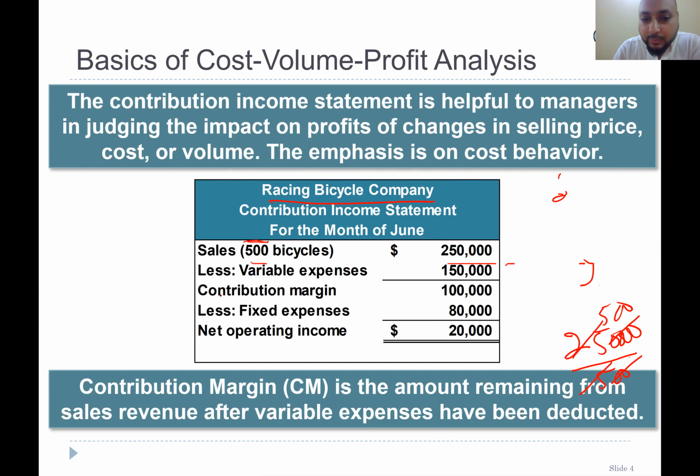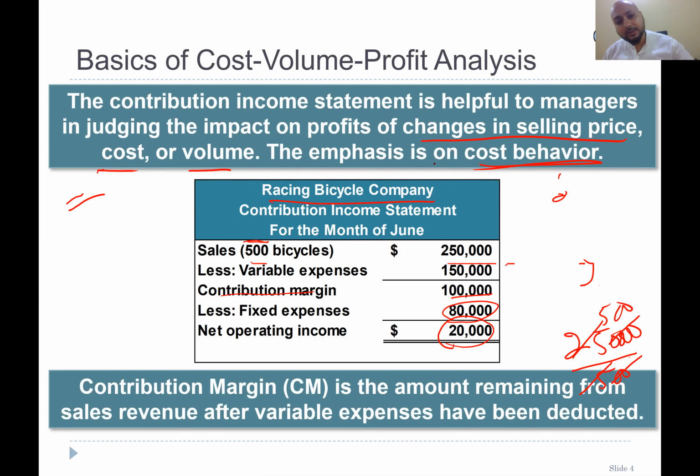So you see here contribution margin here 100,000. Their fixed expense 80,000, and now their net operating income is 20,000. Right? Now let's read this definition. The contribution margin income statement is helpful to managers in judging the impact on profits of change in selling price, cost, volume. The emphasis is on cost behavior.